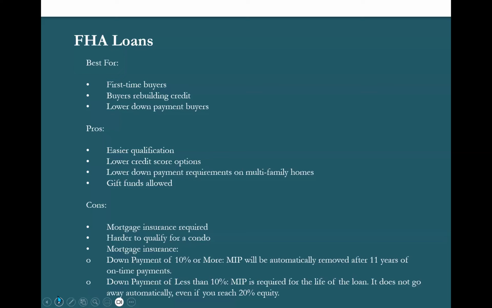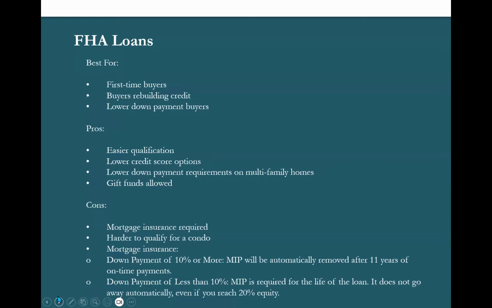They are more flexible with their rules and regulations, allowing buyers to get pre-approved, where conventional is going to be a little bit harder to get pre-approved for. They have lower credit score options, so if you're somebody who's building your credit back up, this is going to be a great program for you. They have lower down payment requirements on multifamily homes.